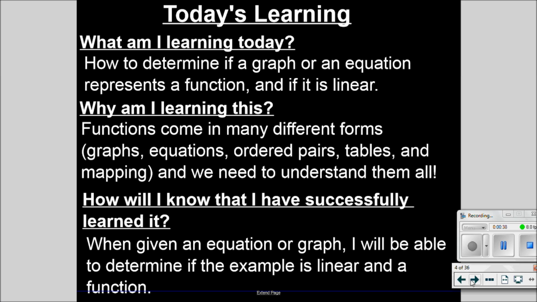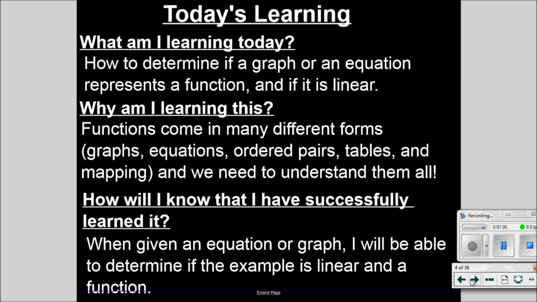So why am I learning this? Because functions come in many different forms. So again, graphs and equations. We've talked about ordered pairs and looked at tables and again did mapping with Mr. Schrog. And we need to understand all those different forms that functions come in. So today we're just learning about graphs and equations to add to our list of ways we've learned about functions.